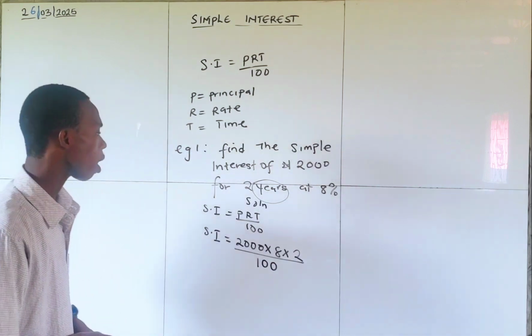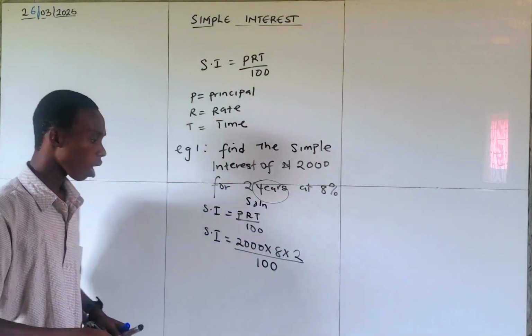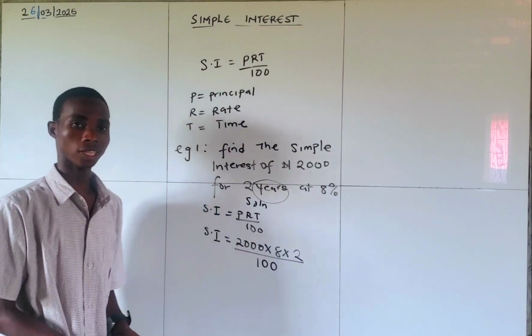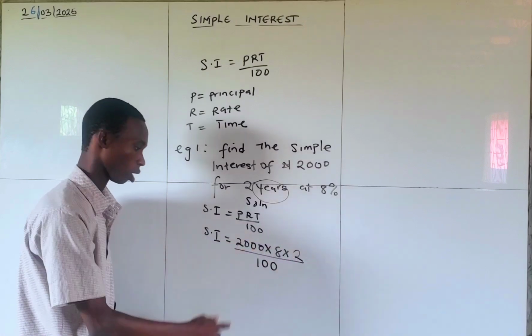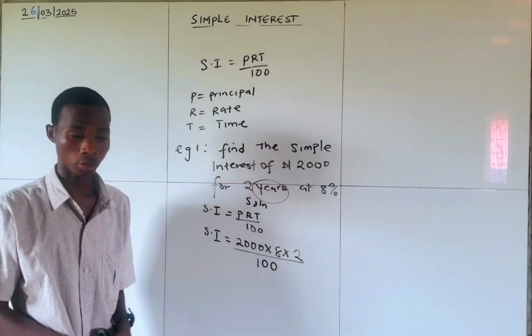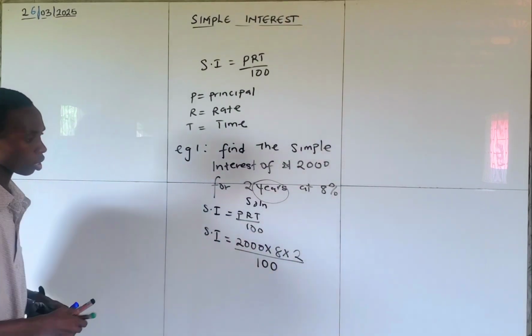Now if we have something like this, we are having 2000 times 8 times 2. Then you first of all multiply the numerators and then divide by the denominator. So let's do it. 2000 times 8.